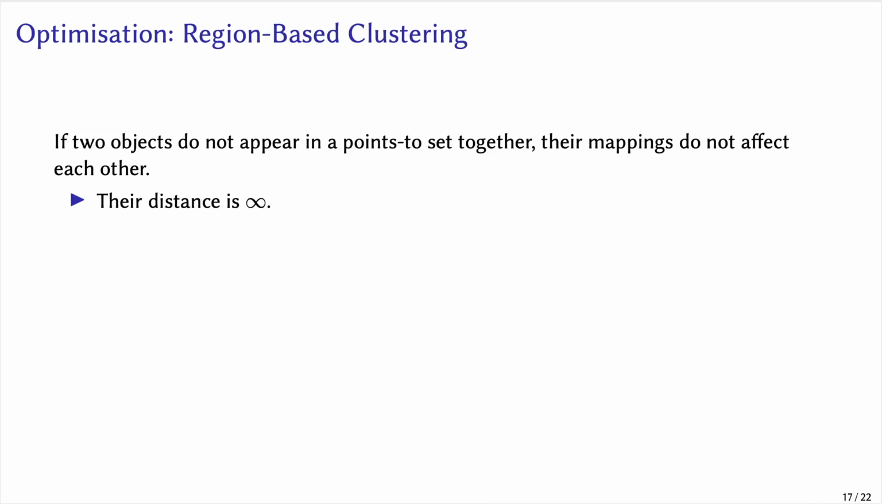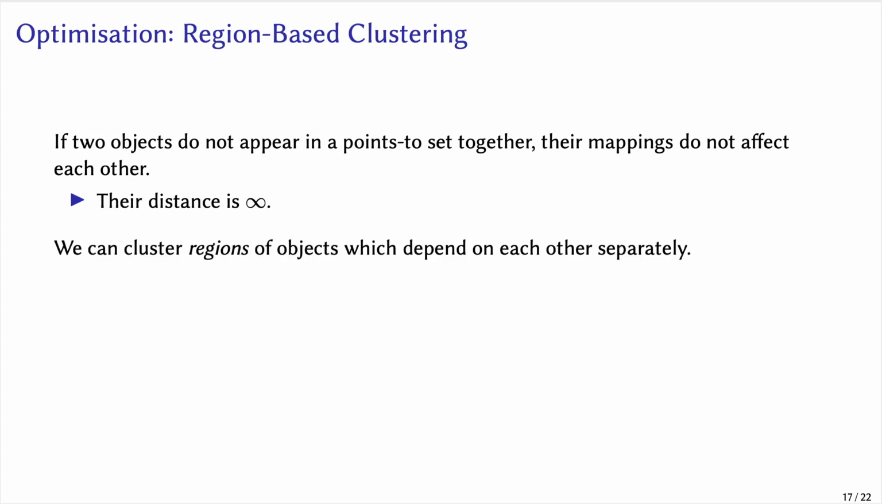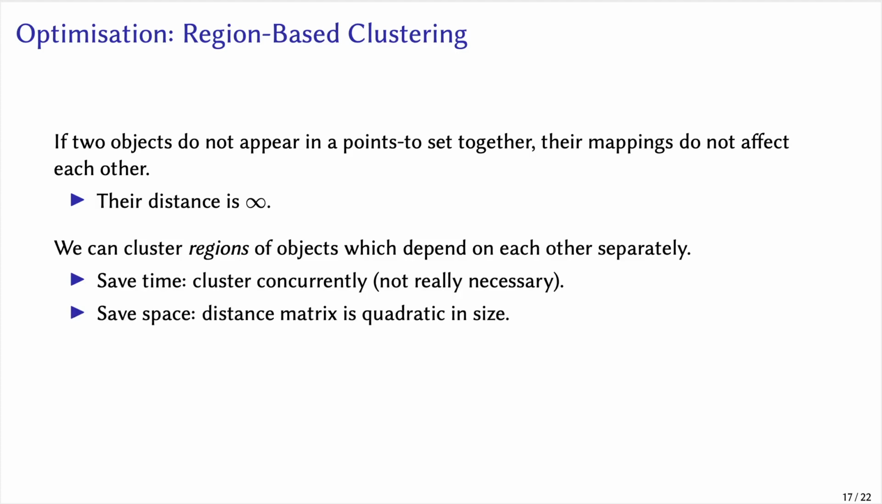There are a few ways we can improve this process. Firstly, we realize that objects which do not appear in a PointsTo set together would not affect each other's mapping. The difference in identifiers can be infinite and it will have no bearing. We separate objects into so-called regions and say two objects are in the same region if they appear in a PointsTo set together. We can then cluster regions separately. This is good because clustering, depending on linkage criteria, can be quadratic, so clustering smaller regions saves time. This isn't necessary, however, for our problem, since clustering is extremely fast. More importantly though, we can save space as the distance matrix is quadratic in size and can get quite large.